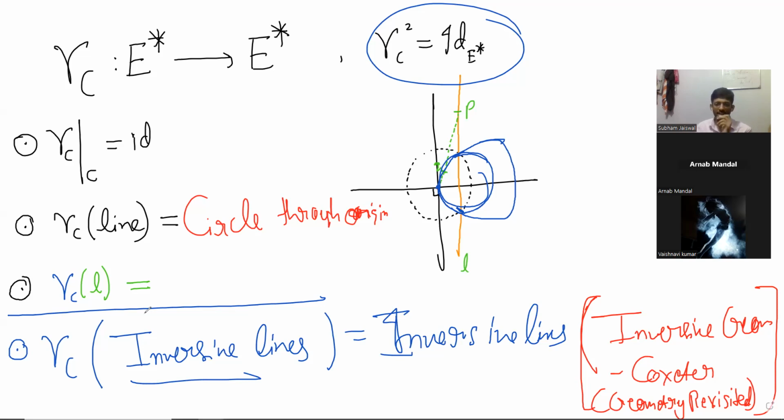So, is it clear? Can you repeat the last one? Yeah, the last one is just a combination, right? Inversive lines means what? It means lines and circles, right? I've already said that lines can go to lines or circles, and circles go to lines or circles. So that's what I've written. Inversive lines means lines or circles. Correct.